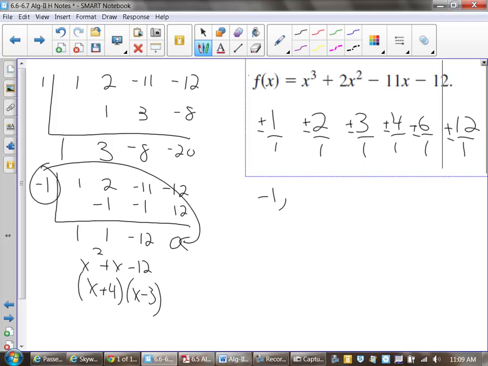-4 and 3. So your other zeros are -4 and 3. Synthetic division allows you to find a place to start. It finds you your first zero. A lot of times it breaks it down into something you can factor right away. Synthetic division is the starting point to allow you to factor at a rate that's easier for you.